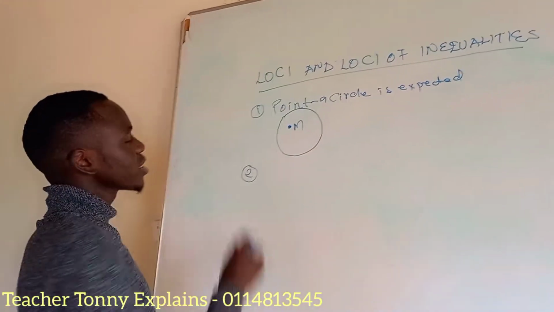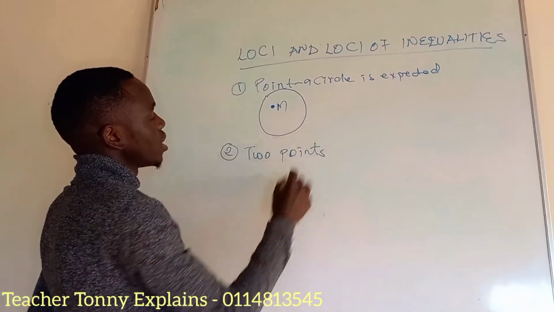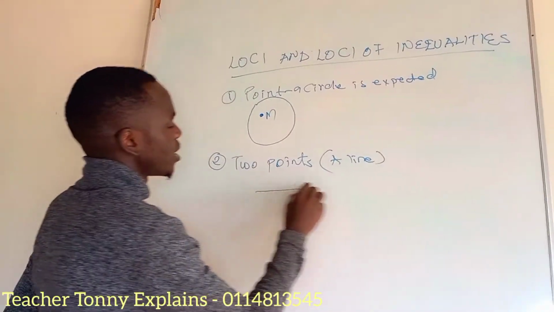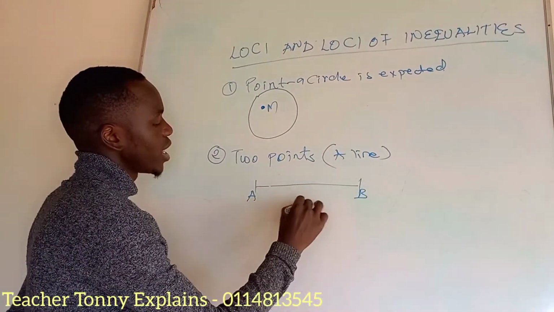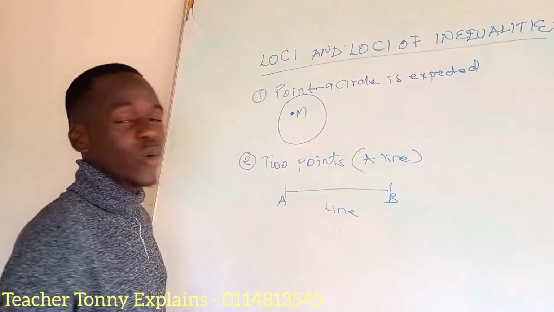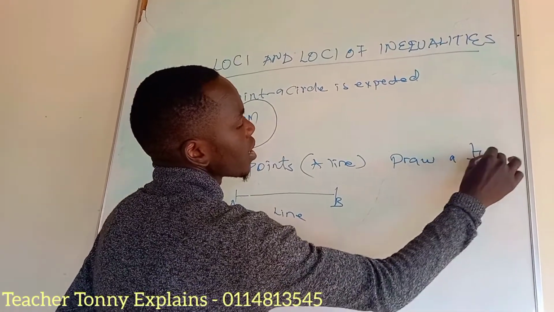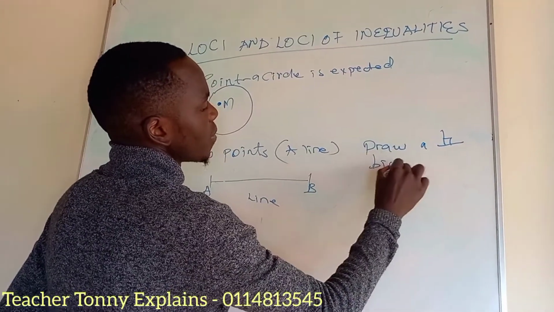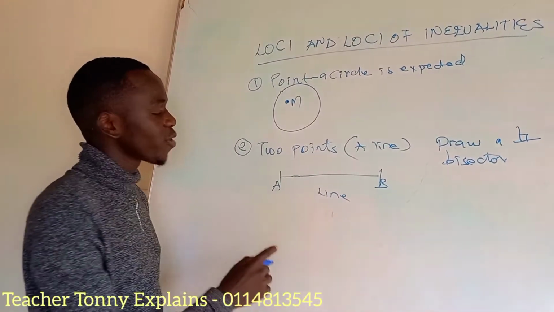Number two, when you are asked to draw the locus of 2 points, that is a line. So for example, you have got a point A and B. When you join point A and B, you form what we call a line. So when you are asked to find the locus of all points that are equidistant from point A and B, what you are expected to draw is a perpendicular bisector. For example, draw the locus of all points that are equidistant from point A and B.